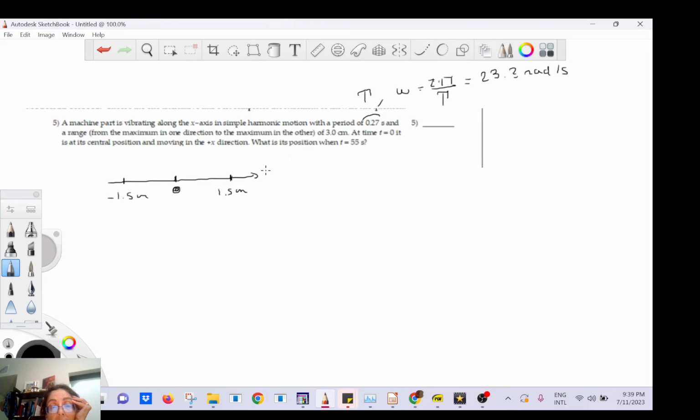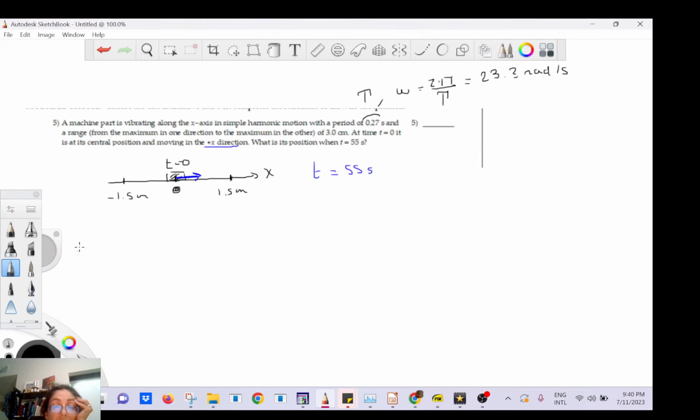And that will be the x-axis. At t equals 0 it is at its central position. So when you start your stopwatch, it's here, and it's moving in the positive x direction. That's very important. So it means it's going this direction. Okay, and it's going back and forth. What's its position when t equals 55 seconds?